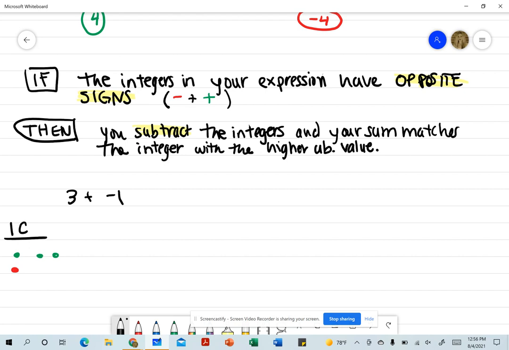So I do have a pair that cancels out. That is where the subtraction comes in. Cancels means subtract. Okay, so what am I left with? Well, what is 3 minus 1? 3 minus 1 is 2. Now, is it positive 2 or negative 2? It is positive 2 because positive 3 has a bigger absolute value. You're left with more positives because you had more positives to start with. Only one negative counteracted one positive.